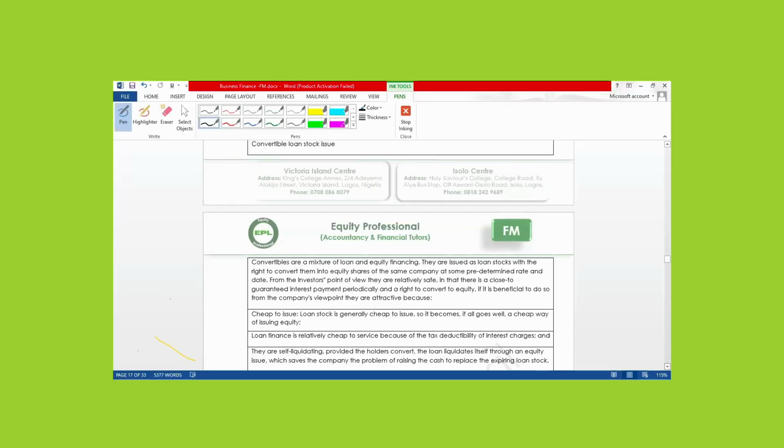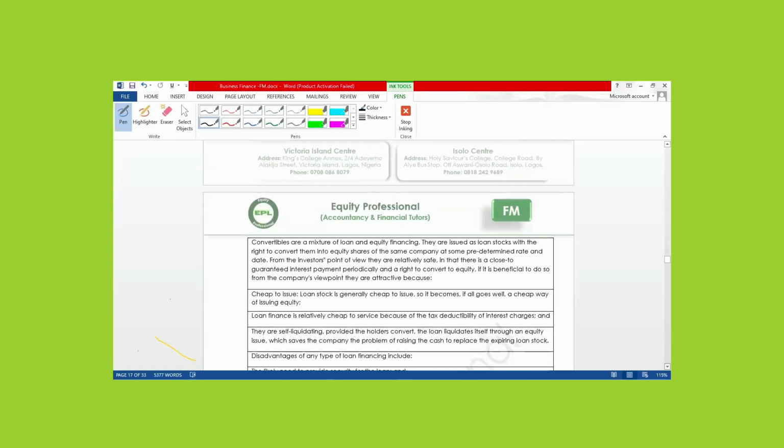From the company's viewpoint, convertible loans are attractive finance because it is cheap to issue. Loan stock is generally cheap to issue.